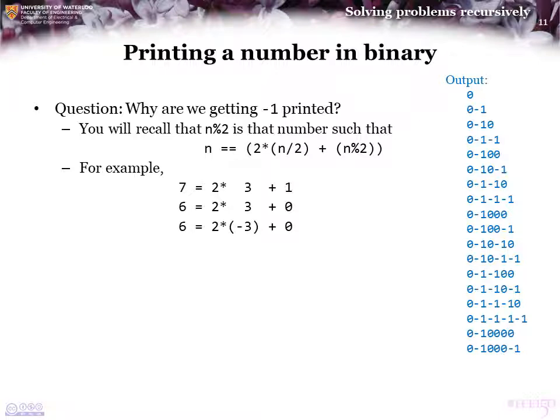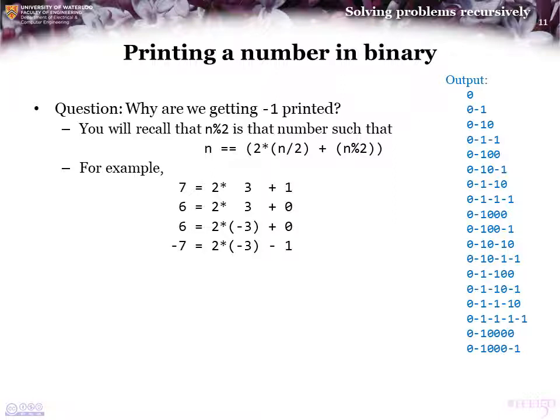Now, negative 6 divided by 2 is negative 3. Negative 6 is indeed equal to 2 times negative 3, and therefore the remainder is 0. But negative 7 divided by 2, when we discard the fractional component, is negative 3. But 2 times negative 3 is negative 6, and to get us back to negative 7, we must subtract an additional 1 off of negative 6, and therefore the remainder is now a negative number.